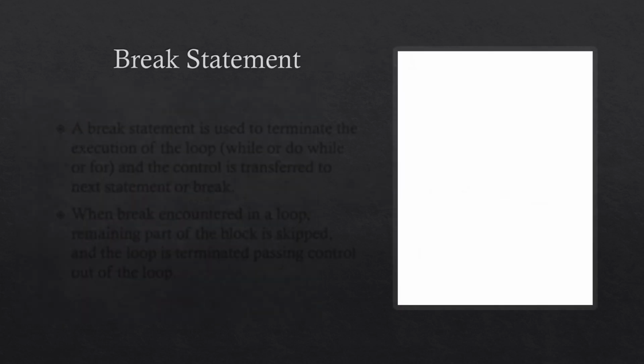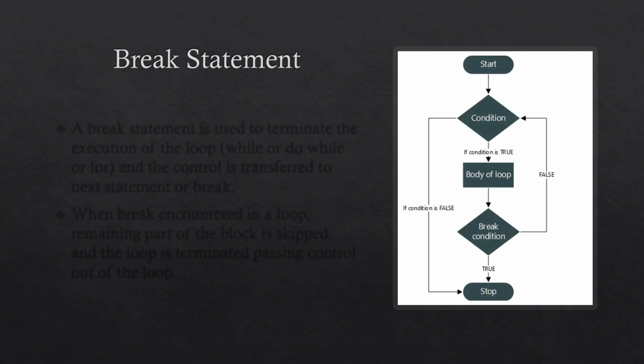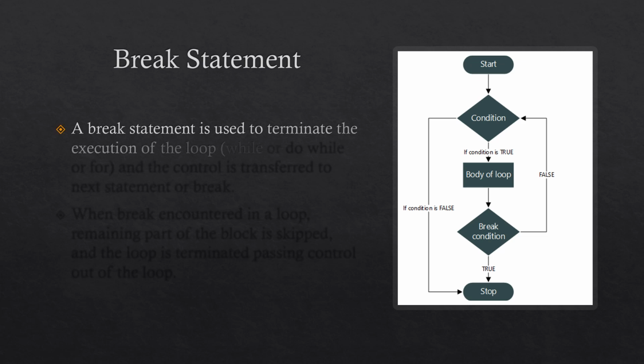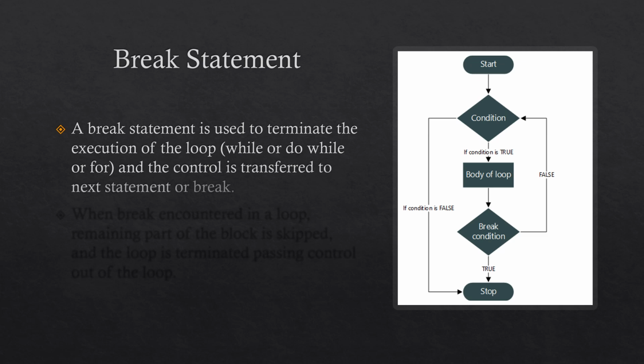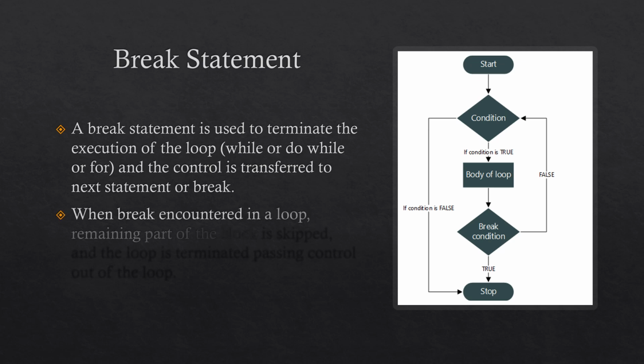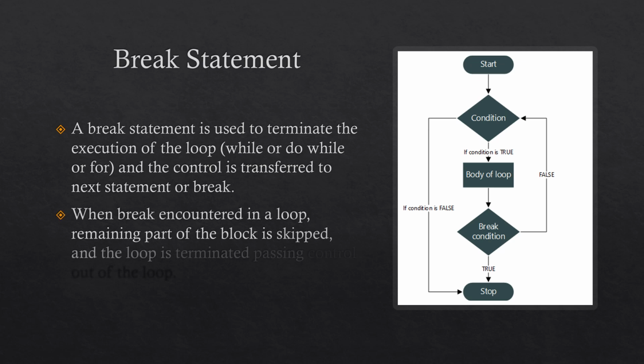Now let's learn about break statement. The diagram represents the functioning of a break statement. A break statement is used to terminate the execution of the loop and the control is transferred to the next statement. When break is encountered in a loop, the remaining part of the block is skipped and the loop is terminated, passing control out of the loop as we can see in the adjacent diagram.